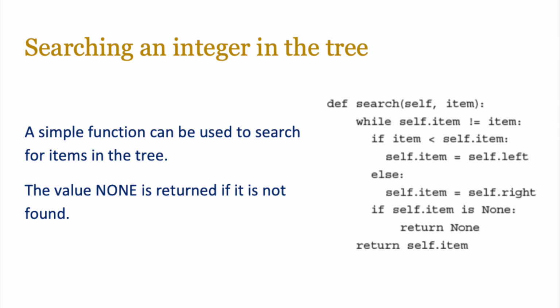So what if you want to search for an item and see if it exists in the binary tree? We can use a simple function here, and this particular function returns whether the item exists or none if it's not found. So while self.item is not equal to the item, check if the item is less than the root node, and then self.item is equal to self.left, else self.item is equal to self.right, and keep doing it. If self.item is none, then return none, otherwise return the item if it's matched.